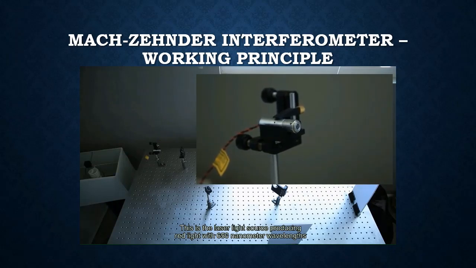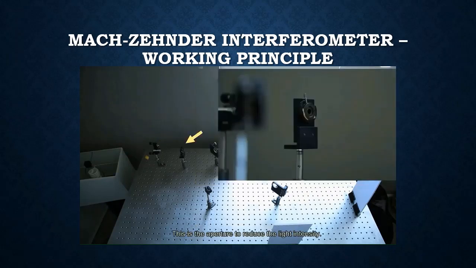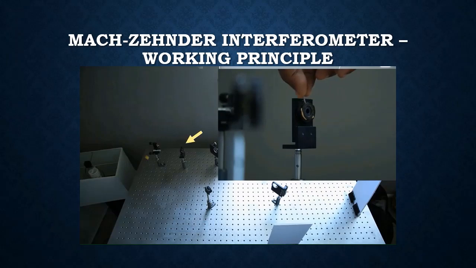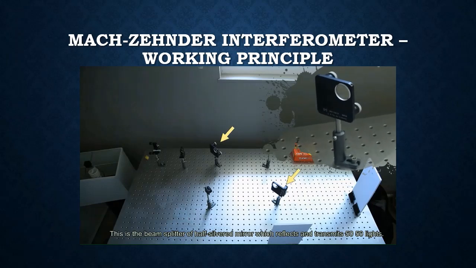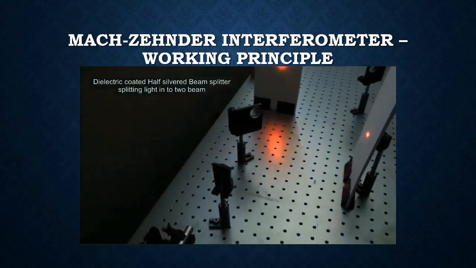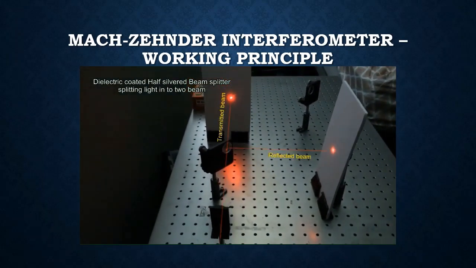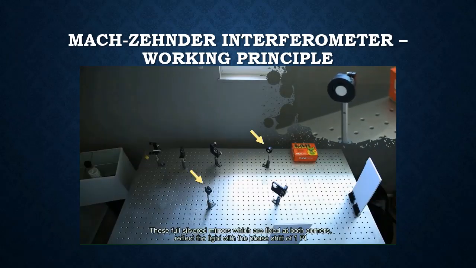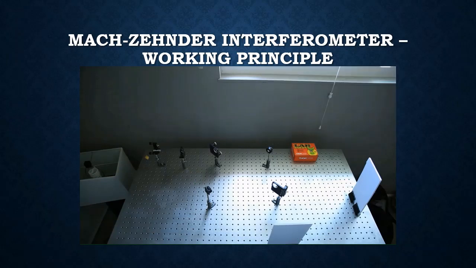This is the laser light source producing red light with a 650 nanometer wavelength, and this is the aperture to reduce the light intensity, right? We can adjust the aperture as per our wish, right? This is the beam splitter, a half silvered mirror, which reflects and transmits with 50% transmittance and reflectance, right? So it is the transmitted beam and the reflected beam in this manner. And then these are fully silvered mirrors at both the corners that reflect the light with a phase shift of pi, right? And then the upper beam and the lower beam reach the half silvered mirror, okay, and they have been reflected.